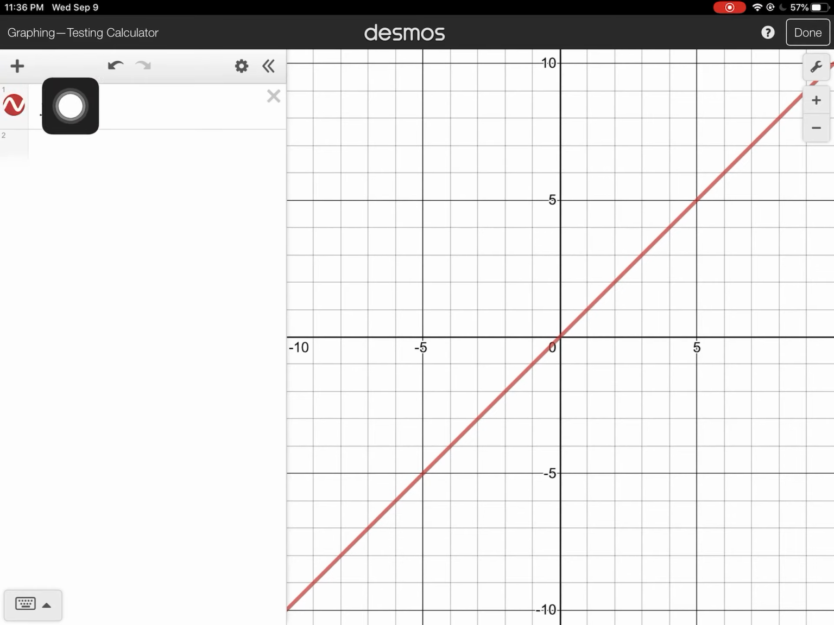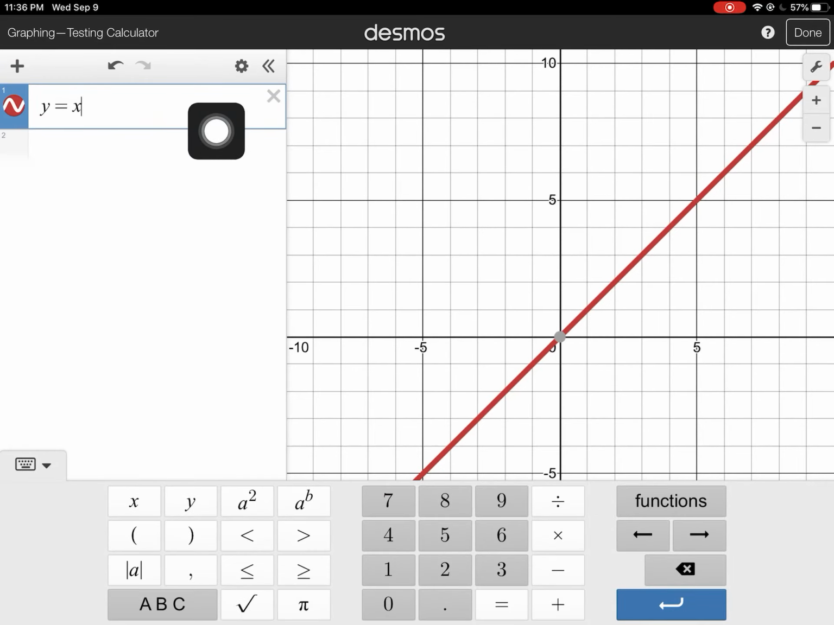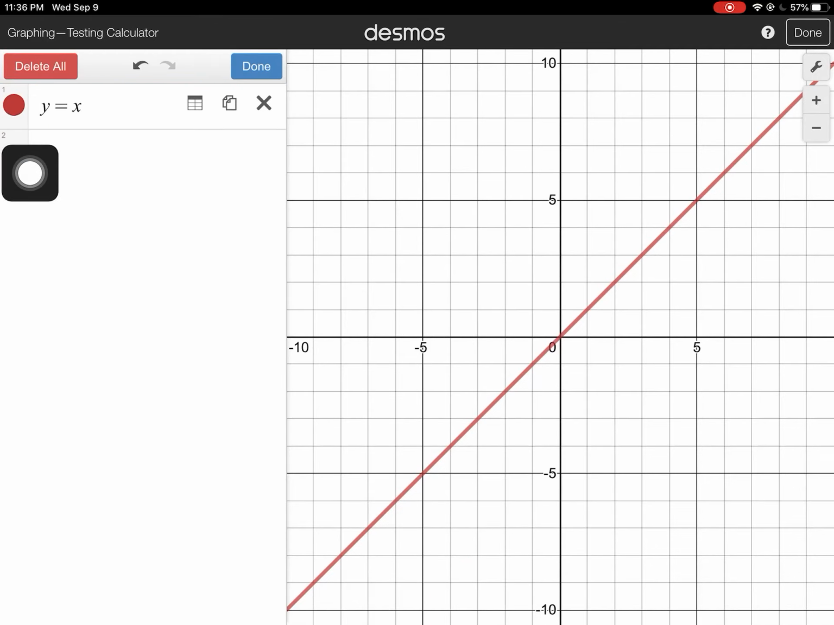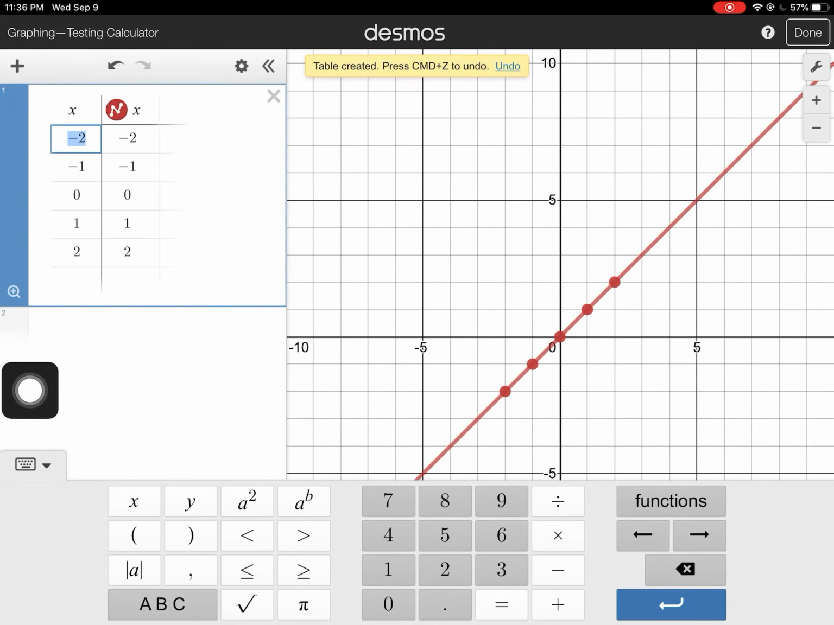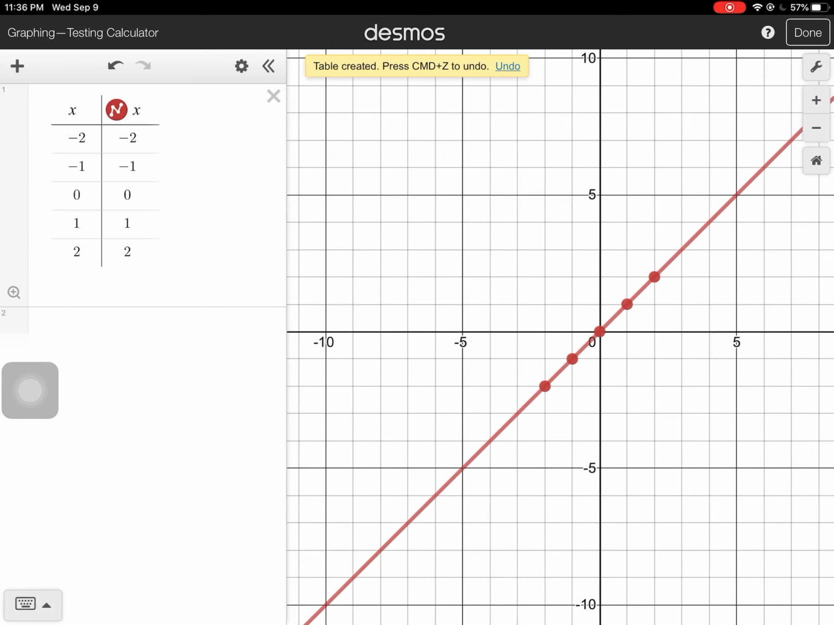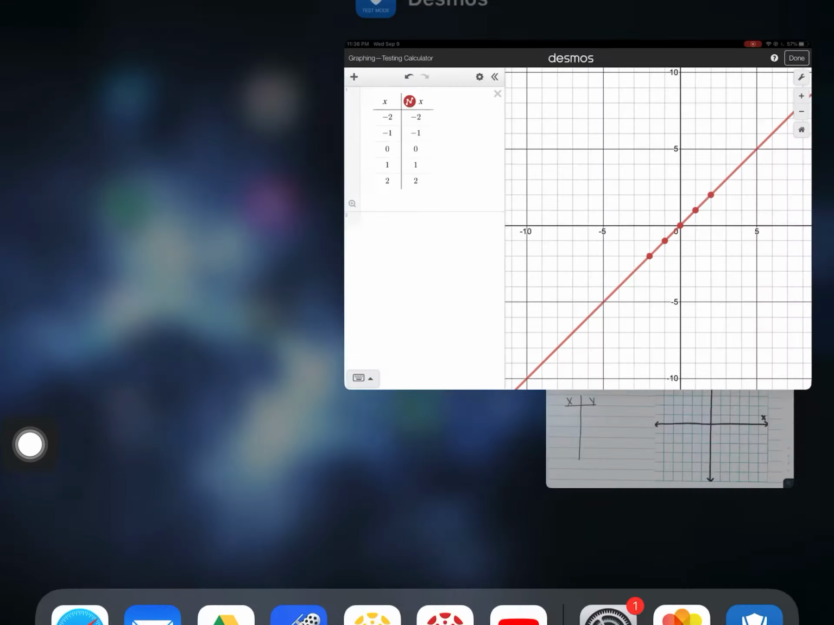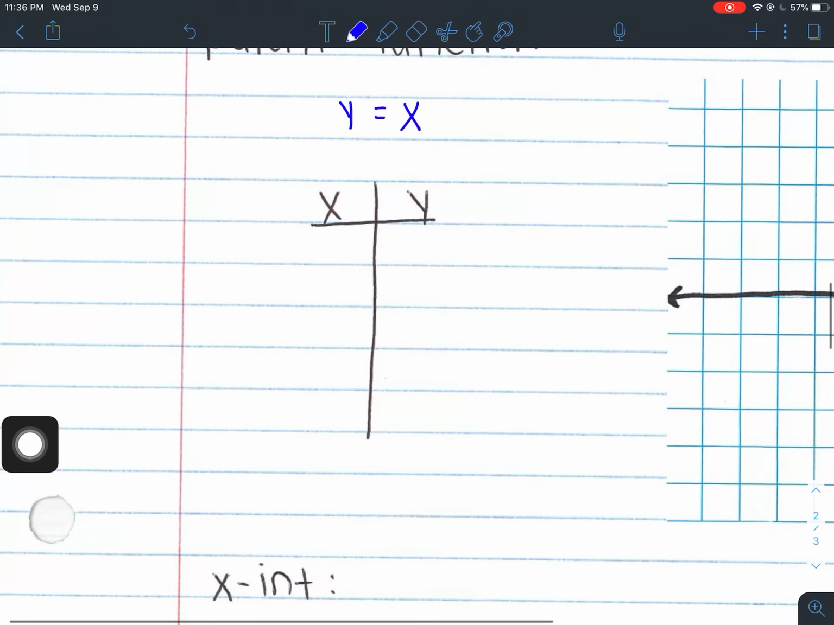So once you've typed in y equals x, you're going to hit this little settings gear icon here. So you're going to hit that little gear icon, and it's going to pop up some options. Now you want the table, so you're going to select this table here, and it's going to pop up a table. And you'll notice there's actually 5 points on this line now. So the 5 points they gave you are the 5 points that are on this line. So I'm going to go ahead and copy this table into my notes here.